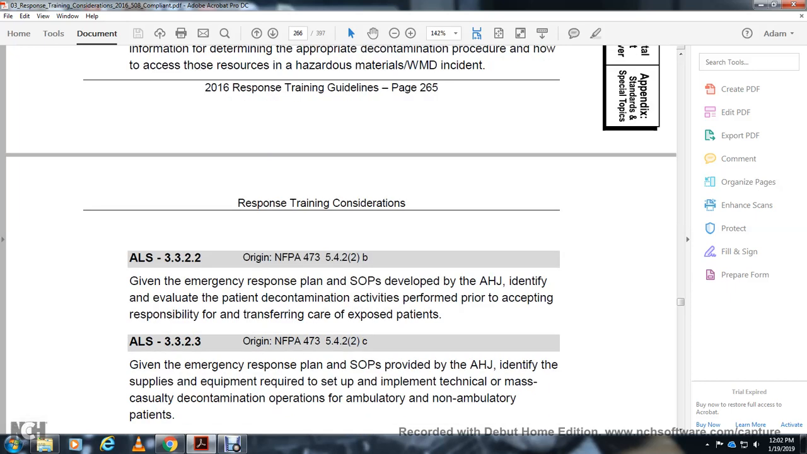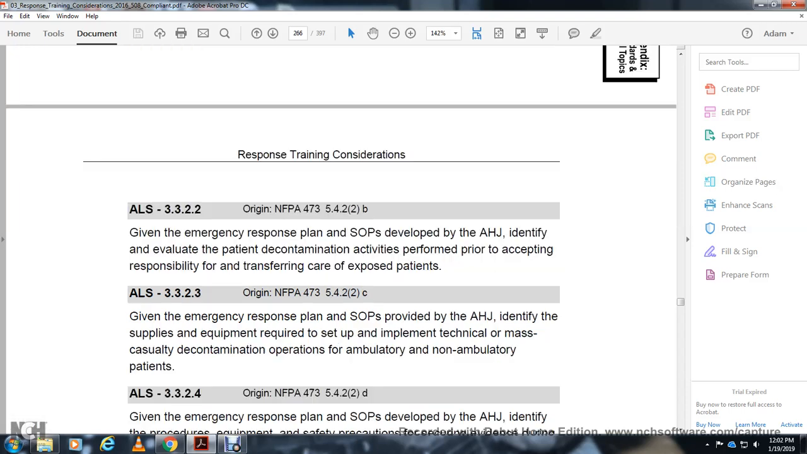Given the emergency response plan and standard operating procedure, the authority having jurisdiction shall identify the supply of the equipment required to set up and implement tactical mass casualty decontamination operations for ambulatory and non-ambulatory patients.